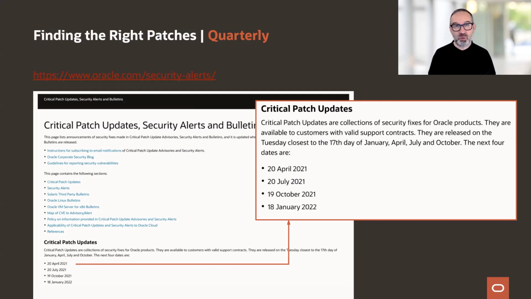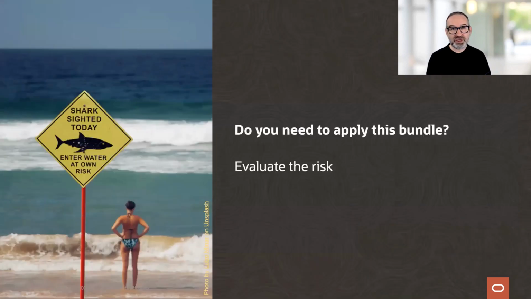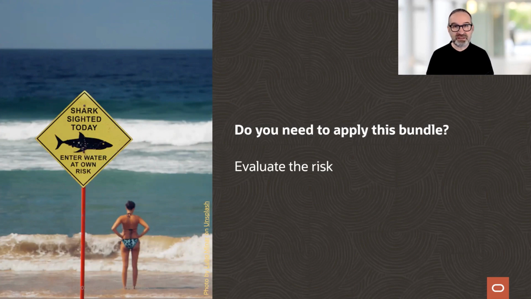But quarterly, we release the patch updates, which means the bundle patches, always on the Tuesday closest to the middle of the month. So typically you see dates like 18th of January or 20th of April. That's typical dates. But now the question is, do you need to apply them? Do you have to apply them? And as a first evaluation, you can evaluate the risk. You can check how impacting are the security issues fixed in this patch bundle.